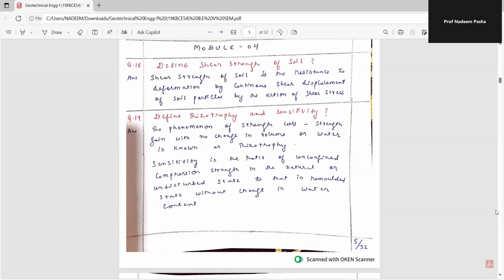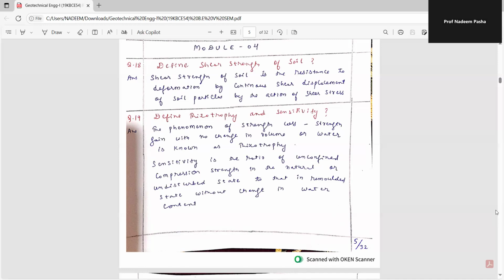How do you define shear strength of soil? Shear strength of soil is the resistance to deformation by continuous shear displacement of soil particles by the action of shear stress. Define thixotropy and sensitivity. The phenomenon of strength loss or strength gain with no change in volume or water content is known as thixotropy.